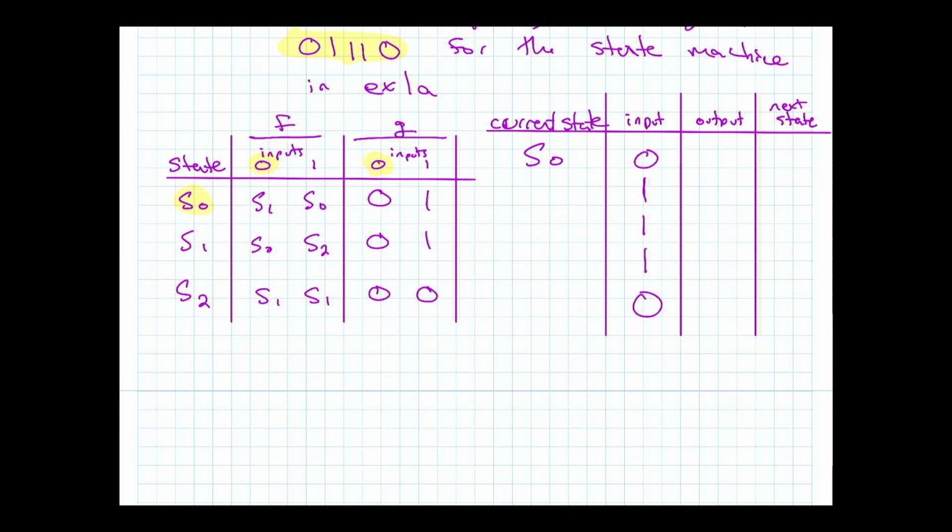I have these in opposite order from the way we've been doing them, but whatever. Right here, this is going to be your next state. S0, 0: your next state is S1. And what is your output, because that's what they actually want? Your output is going to be 0. S0, 0 gives you 0.